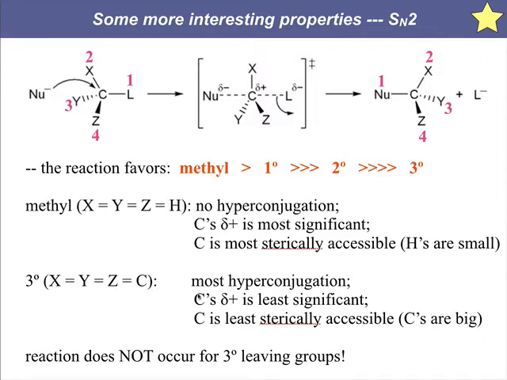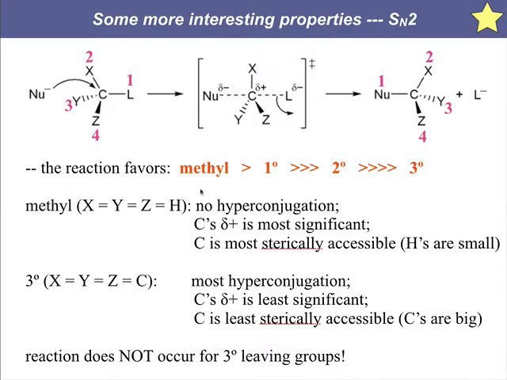In addition to more hyperconjugation, that means that not only is the carbon's delta positive charge least significant because it's blocked off or covered up by these three other groups, but the carbon is also the least sterically accessible in that case because the carbons and their corresponding bonds are big and bulky. Now, this reaction does not occur for tertiary leaving groups.